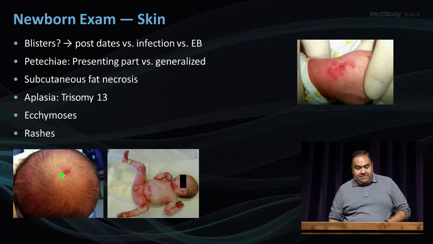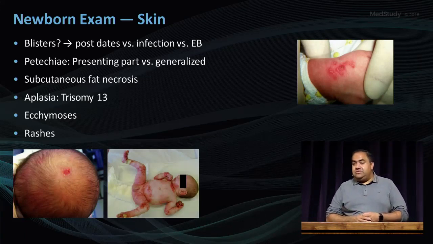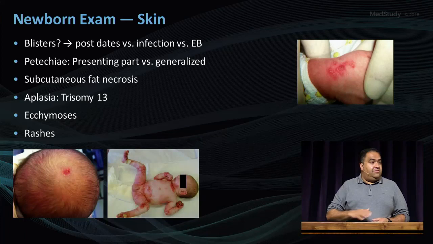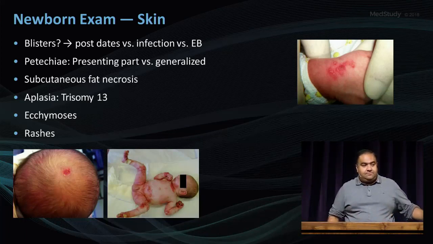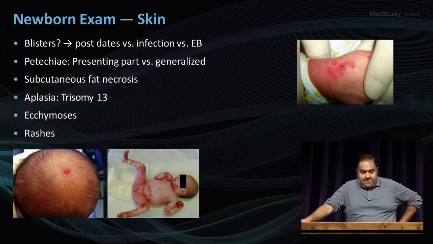Cutis aplasia congenita. This is the patch that is on the scalp, as you see here in the bottom left, and that is kind of an empty patch. It's almost like there's no bone there, it's just skin. These are commonly seen in trisomy 13, but you don't have to have trisomy 13 to have cutis aplasia congenita. You treat these like a burn, so you'll put some Silvadene. If they're really big, you might need to put some Silvadene on that and protect that for the infant.